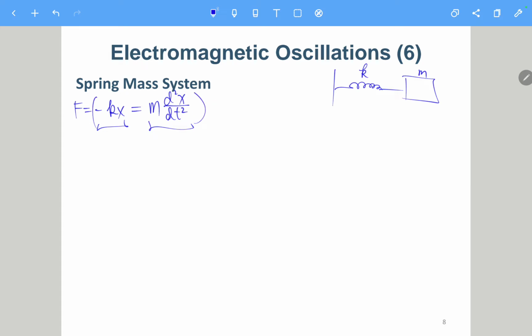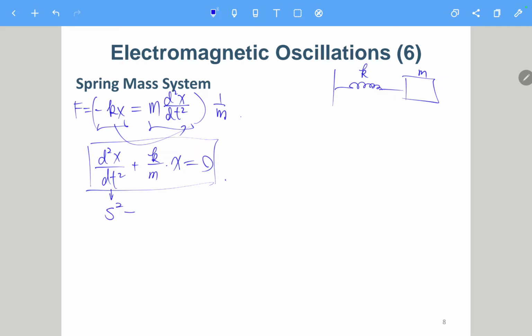And if we just divide both sides by m, and then move this term over, we will get d2x dt2 plus k over m times x equals 0. Okay, so this is also a second order ODE. And of course, if we would like to solve the second order ODE, what we look to find is the characteristic equation, which means that we change the second derivative to s squared, plus k over m, and change the original function to be 1. So s squared plus k over m equals 0.